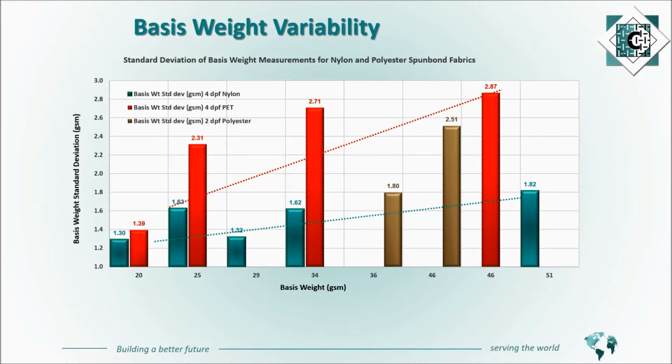The 2 gold bars that we just put in there represent a 2 DPF competitive product that was bought on the open market. Typically, you would assume the finer the denier, the more uniformity you would get, because you have more surface area with the fibers. In actuality, you can see our 4 DPF is still more uniform in basis weight than the competitive 2 DPF polyester product as well.